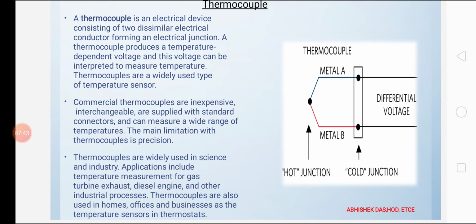Next one, thermocouple. When two metals having different work functions are placed together, voltage is generated at the junction which is nearly proportional to the temperature. This junction is called a thermocouple. The principle is used to convert heat energy.